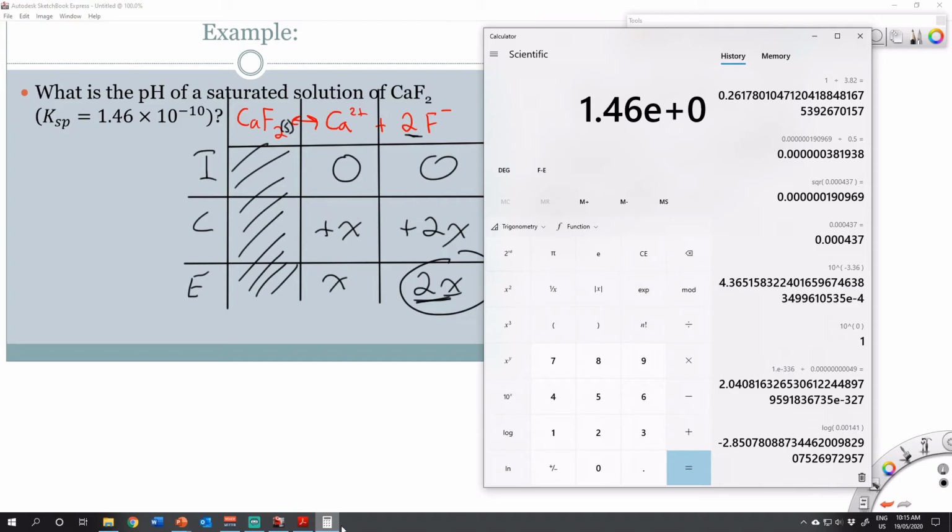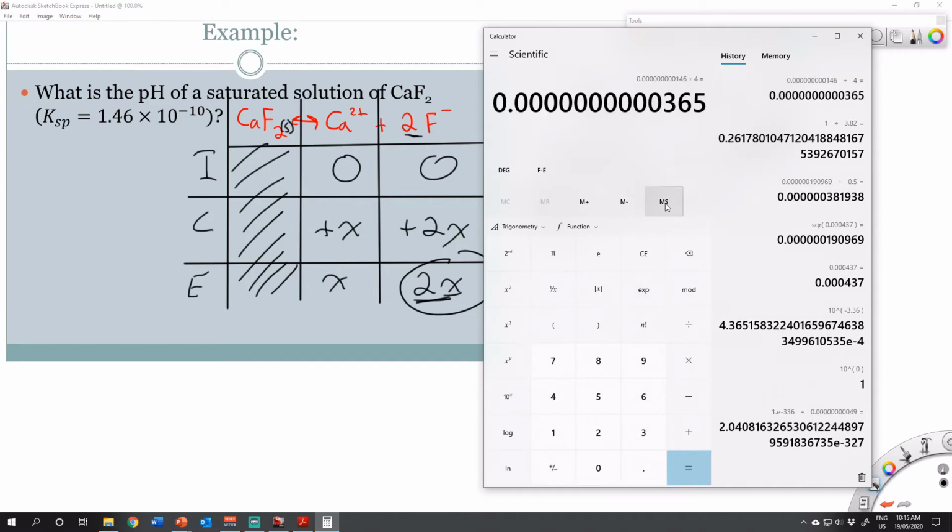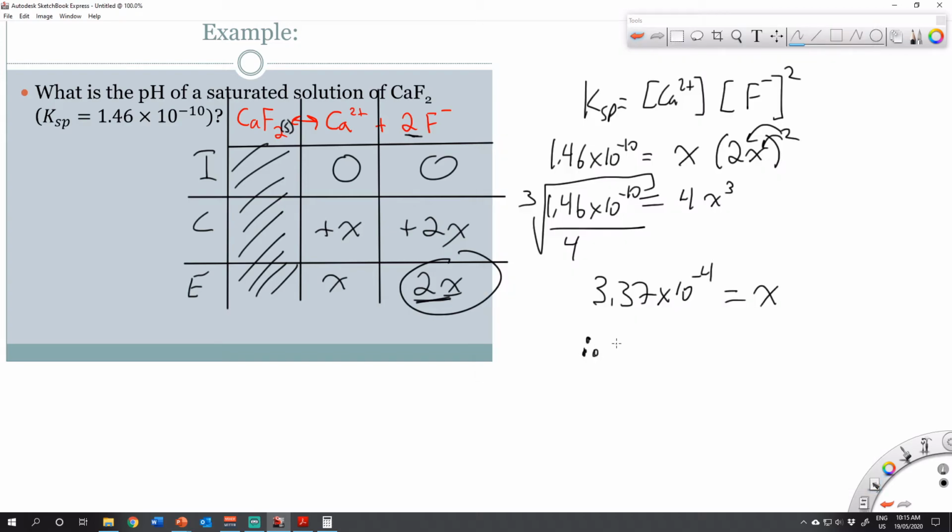1.46 times 10 to the negative 10, and then we will cube root that. x is 3.317 times 10 to the negative 4. Therefore, 2x is going to be 6.74 times 10 to the negative 4. Right.